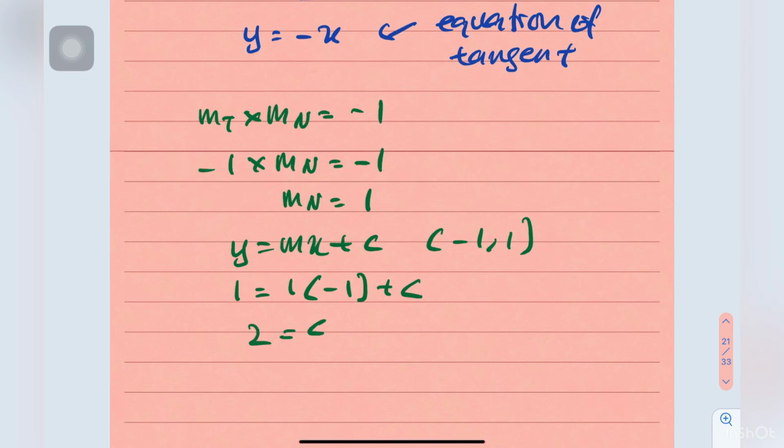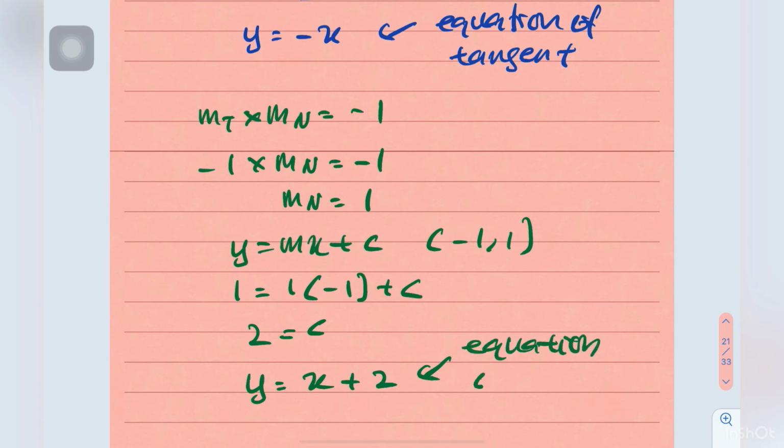So therefore, equation of normal: y equals 1x, so you just write x plus 2. So this is equation of normal. Okay, done.